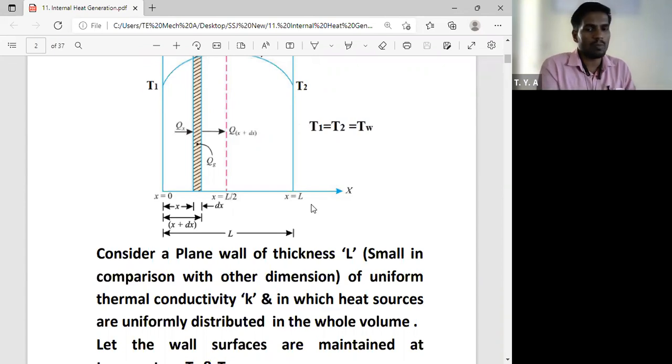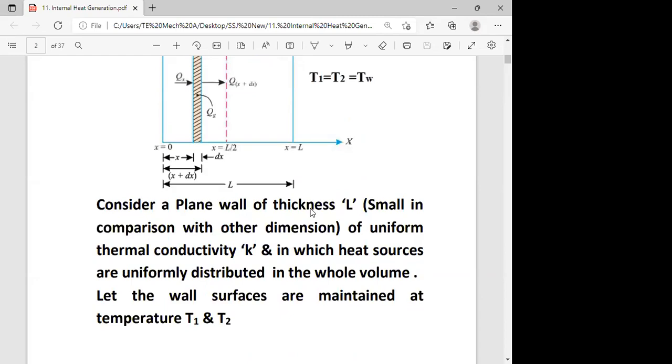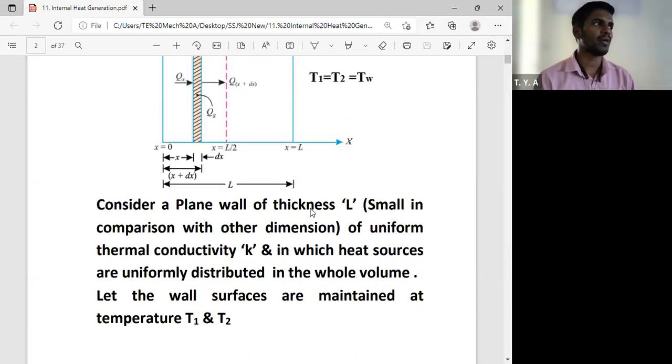So therefore there should be some internal heat generation. For that purpose we have distributed the heat sources in that particular plane wall. Okay, so write down: in which heat sources are uniformly distributed in the whole volume, full stop, and the wall surfaces are maintained at temperatures T1 and T2.